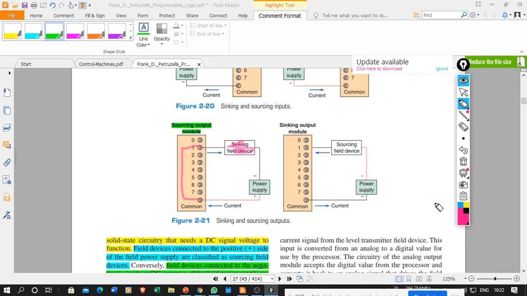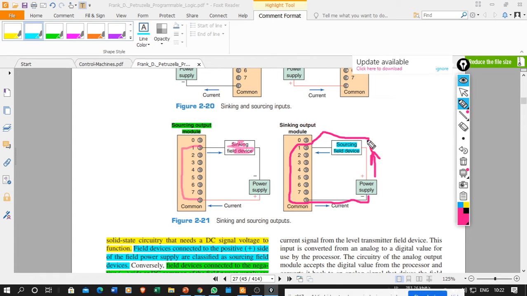Okay, now if I have connected the negative of the supply to the common terminal of the module, at that time the positive of the power supply is connected to the devices. So at that time the devices will supply the power to the module, and the direction of current flow will be from the positive of the power supply to the sourcing devices, to terminal 1, to the common terminal, to the negative. So this is the direction of current flow.